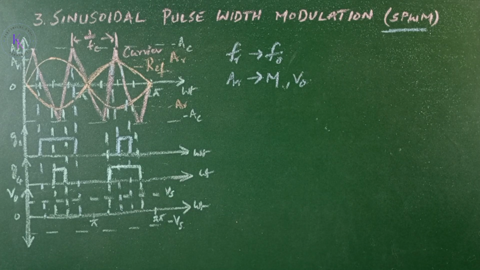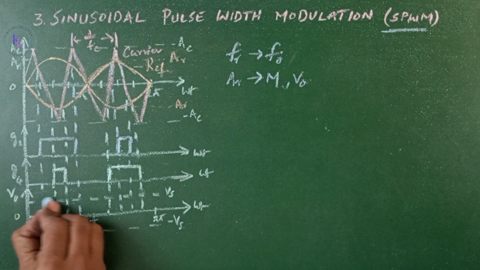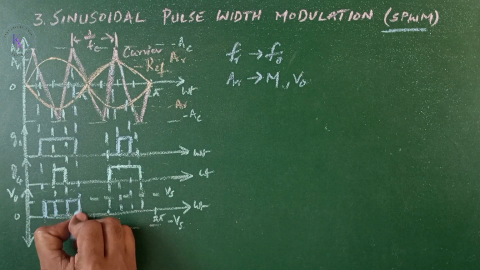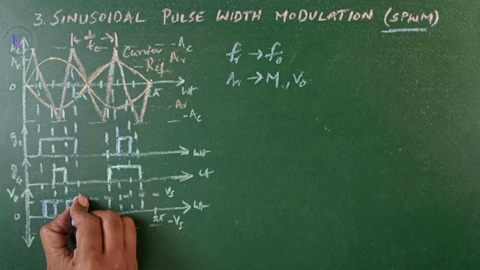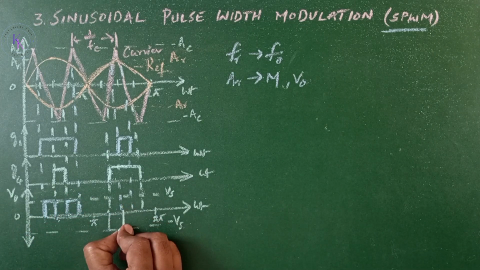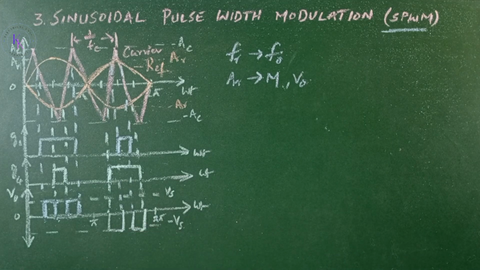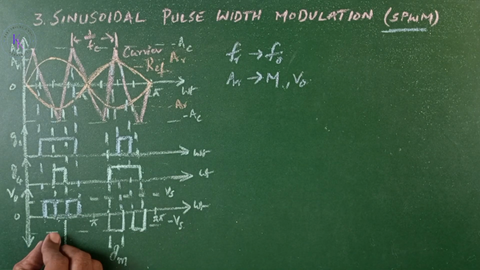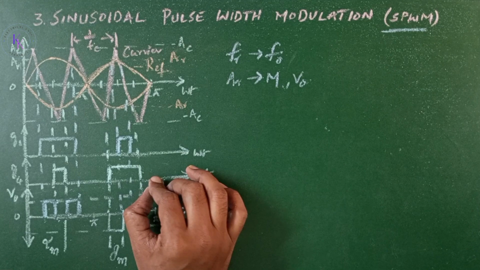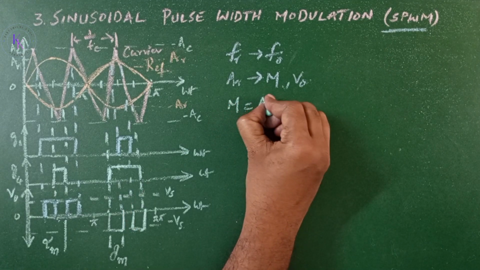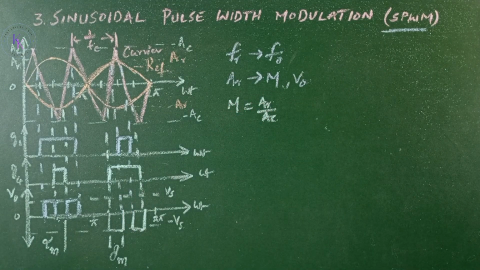Within the constraint that two transistors of the same arm cannot conduct at the same time, the instantaneous output voltage will be such that when Q1 is on, Q2 should not be kept on. This is the pulse in the positive half cycle, and this is the pulses in the negative half cycle. The firing angle for the mth pulse is alpha m. The modulation index M equals Ar by this. This is our instantaneous output voltage.